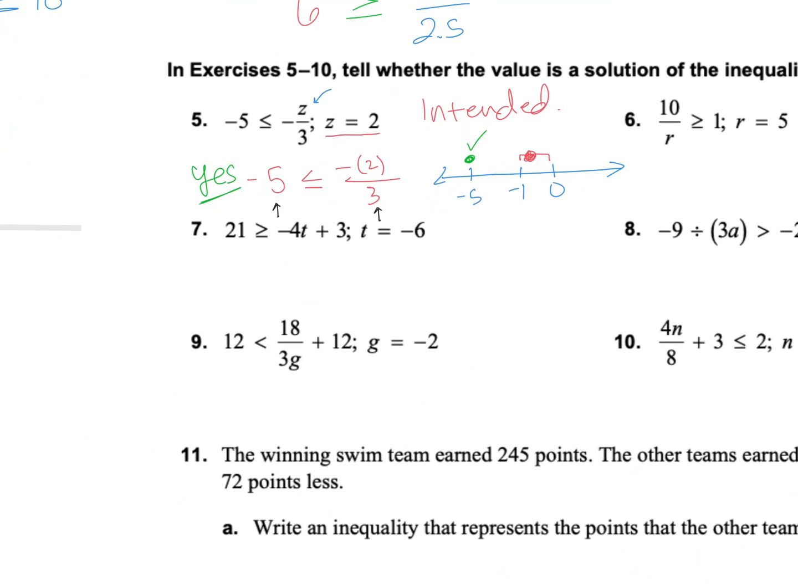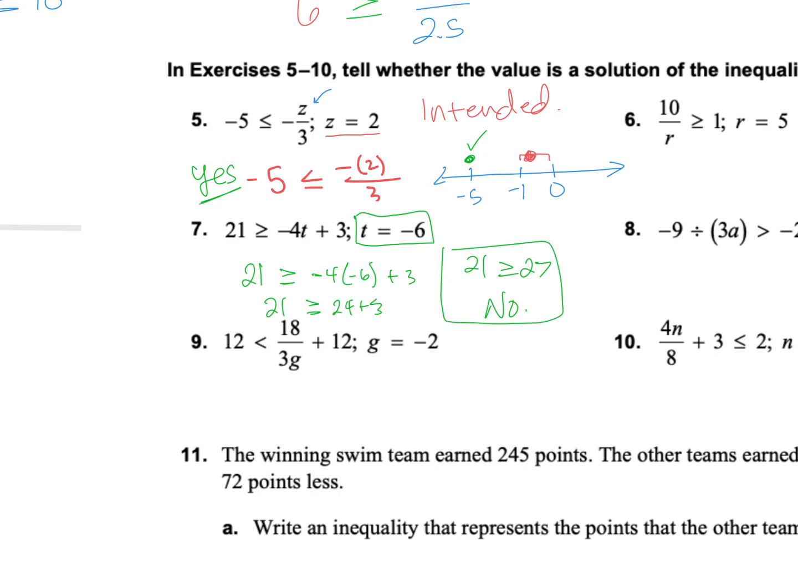So what does that not mean? It doesn't mean that if I plug in a number, switching colors here, check this out. I'm going to plug in this number: 21 greater than or equal to -4 times -6 plus 3. Okay? So 21 is greater than or equal to 24 plus 3. So it's 21 is greater than or equal to 27. This is just not true. It does not work, okay? And so we would circle it.